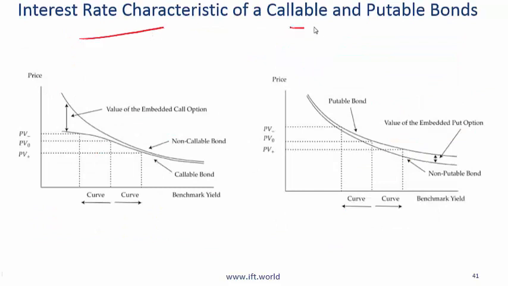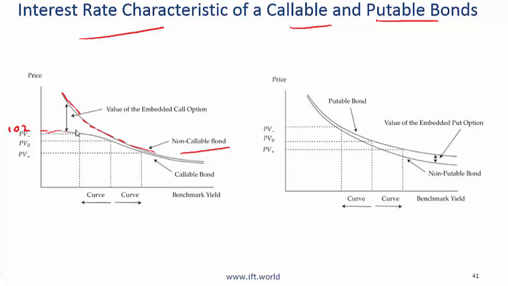Interest rate characteristics of a callable and putable bond. So here in red, we have a regular straight bond, also called non-callable bond. Let's say that a bond is callable at 102% of par. Because of that call option, the price of the bond then is capped at 102. If you as an investor know that a bond can be called back at 102, you will never pay more than 102 for that bond. So the bond price is capped at 102.